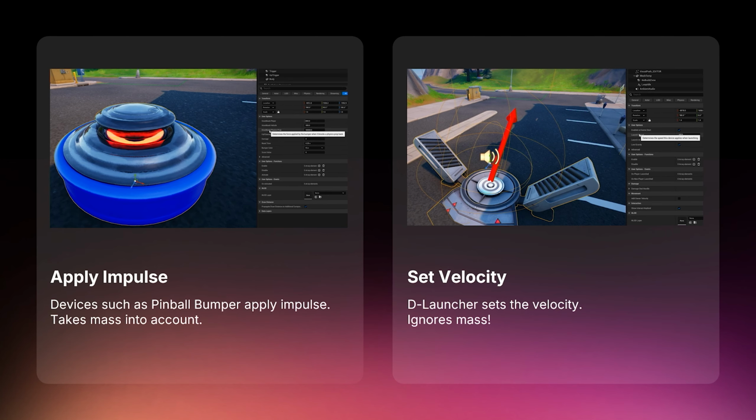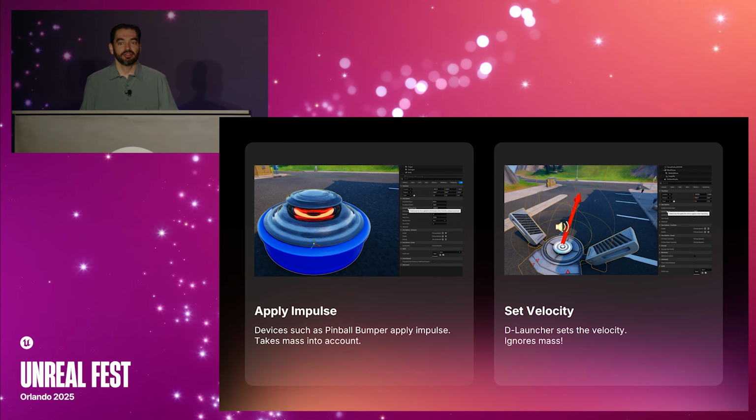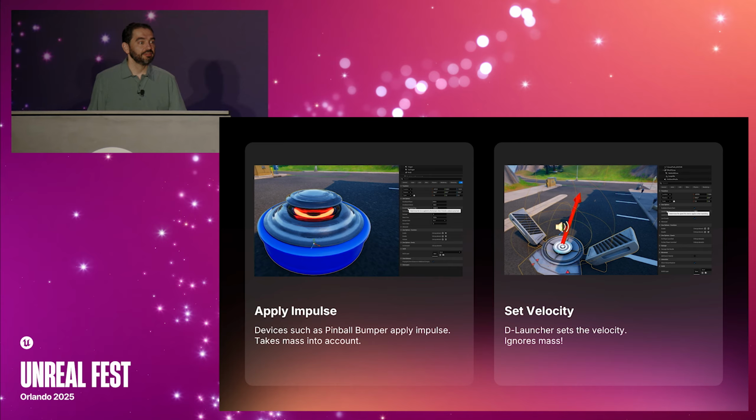And then other devices, such as the D-launcher. The D-launcher is a device where you can place players exactly. Well, now you can use it with physics props. And the way the D-launcher does this is by setting the velocity object. This skips the formula entirely. It ignores mass, because you're not accelerating the object. It's just saying, boom, it's going this fast now.